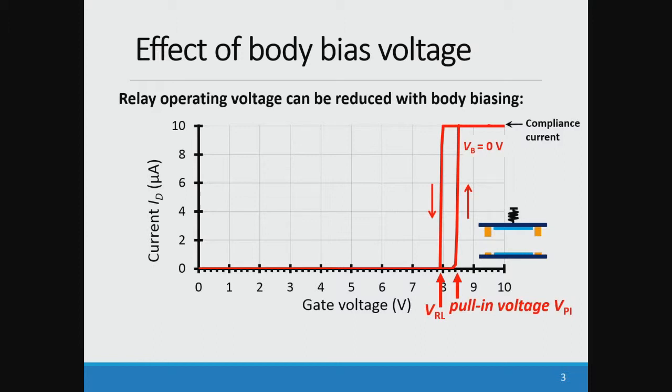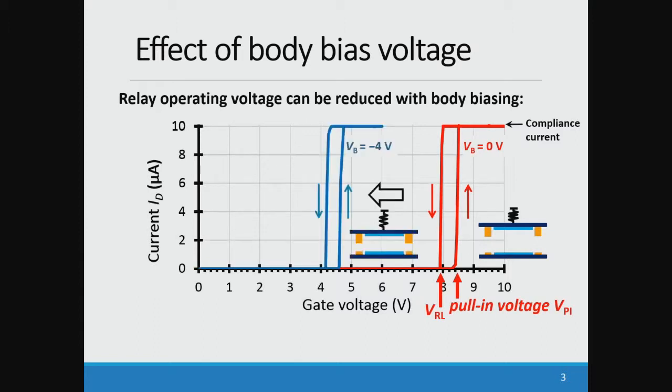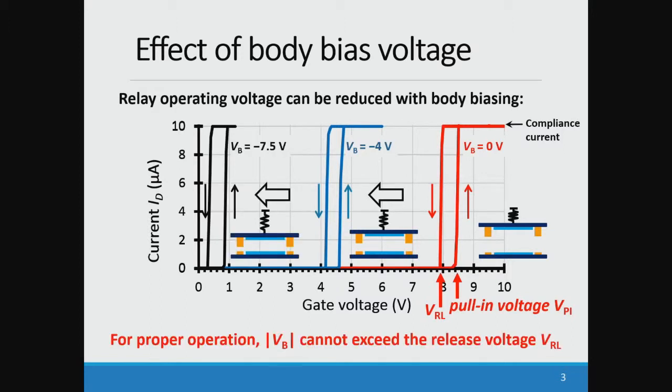By body biasing, we can shift this curve to the left to reduce the operating voltage of the relay to very low values, below 1 volt. What we are doing by body biasing is reducing the gap between the 2 electrodes, the initial gap. With body biasing we can reduce the operating voltage, but the body bias voltage cannot exceed the release voltage for proper operation.